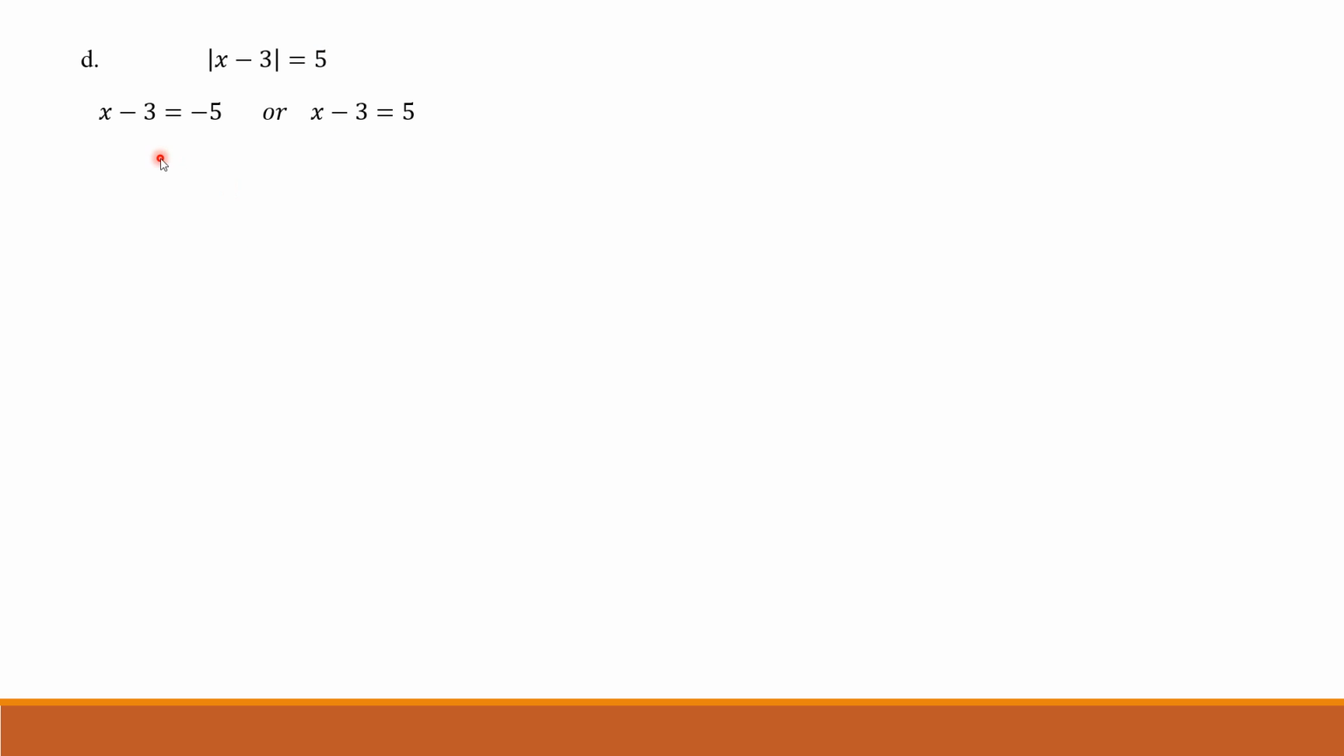Then we're going to solve each smaller equation. We will add 3 to both sides for the case on the left, and so you get x equals 2. And we add 3 over here, and we get x equals 8. So those are our two solutions.